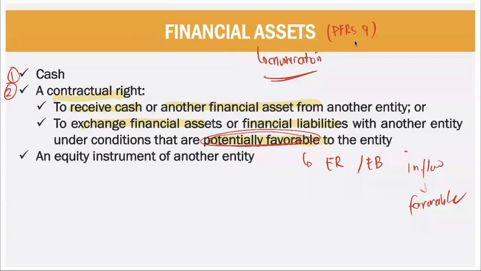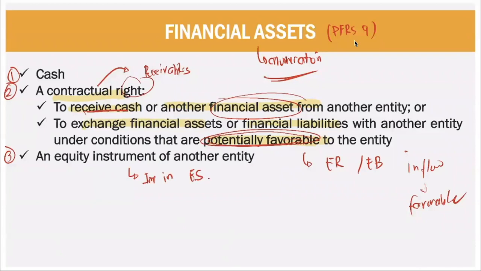Next, contractual right. What is this contractual right? You know this one in layman's terms as your different receivables. Okay, so these are your different receivables. Examples are accounts receivable, notes receivable, any receivables, so long as you have the right to receive cash or another financial asset. And the third one, the equity instrument of another entity. What do we call this equity instrument of another entity? We call this one your investment in equity securities.